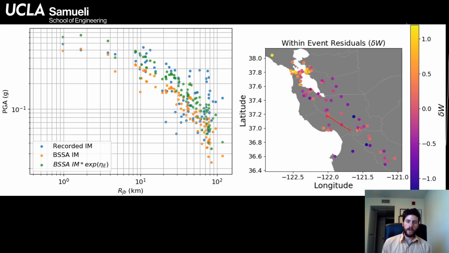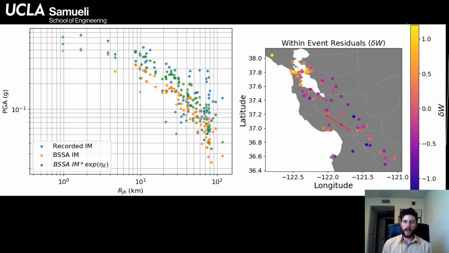Here we are showing the recorded intensity measure in blue, the estimated intensity measure using the Boore, Stewart, Seyhan, and Atkinson 2014 ground motion model from the NGA-West2 project in orange. And then in green, we're adjusting those orange estimates by the computed event term, which is taken as the average of the total residuals. On the right, you can see the within event residuals plotted using that heat map scale at each of the recording stations.